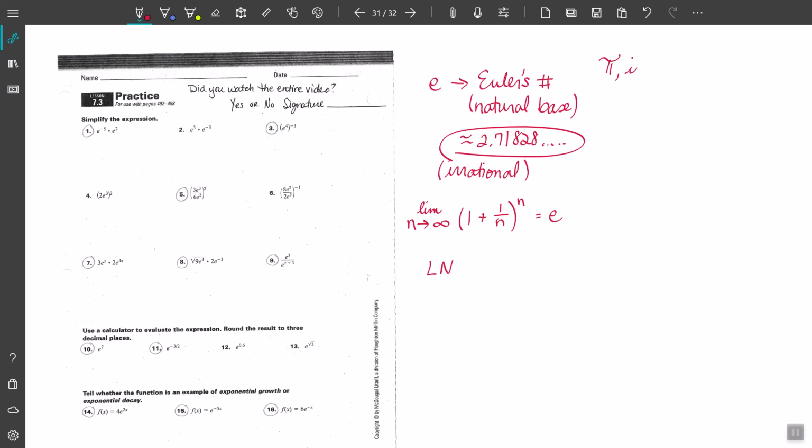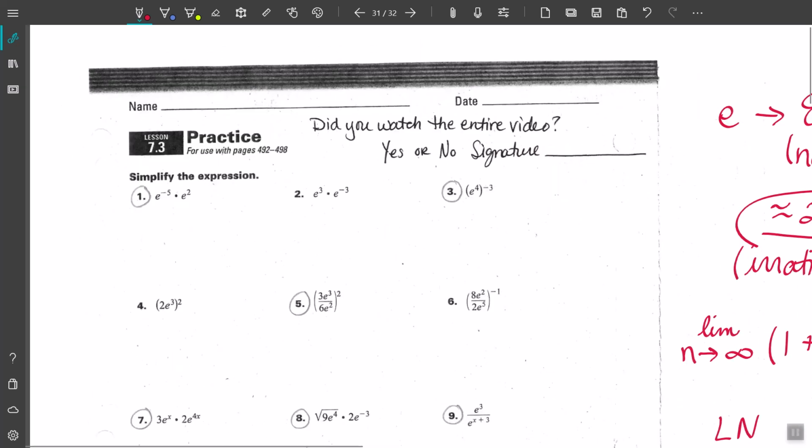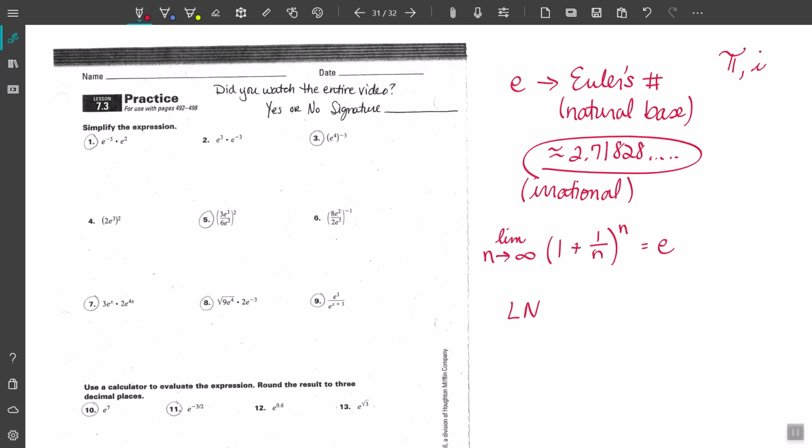So if we look over on our worksheet on number 1, you can see that we have e to the negative fifth being multiplied by e to the second. So the base is the same. We've got a base of e. And so we're going to rewrite e, and we'll add the exponents, just like we would for any other exponential expression. We would end up with e to the negative third. We, of course, don't want to leave a negative exponent in our final answer, so we're going to flip it down into the denominator, and this will be the final answer for that.